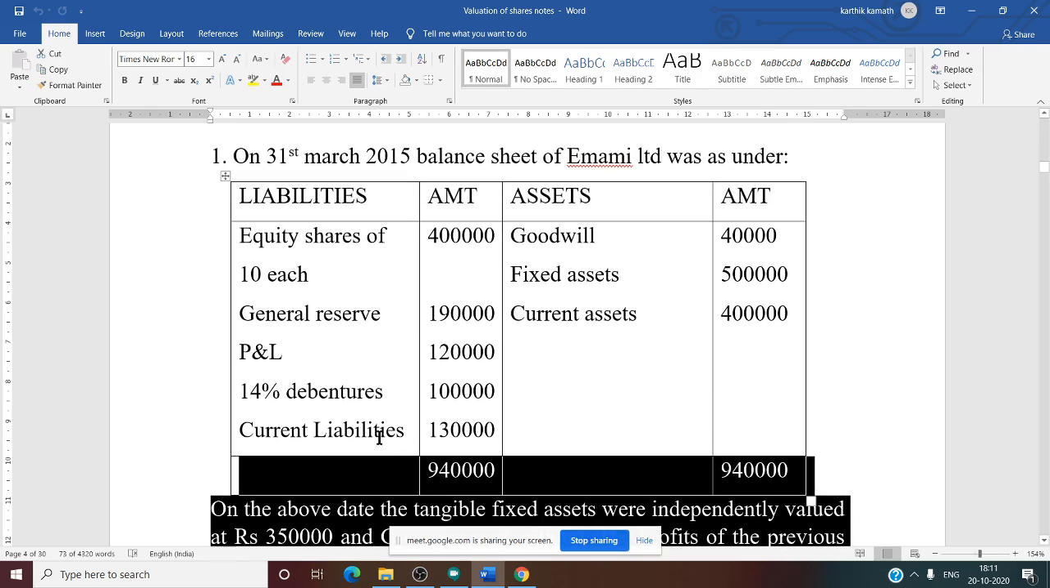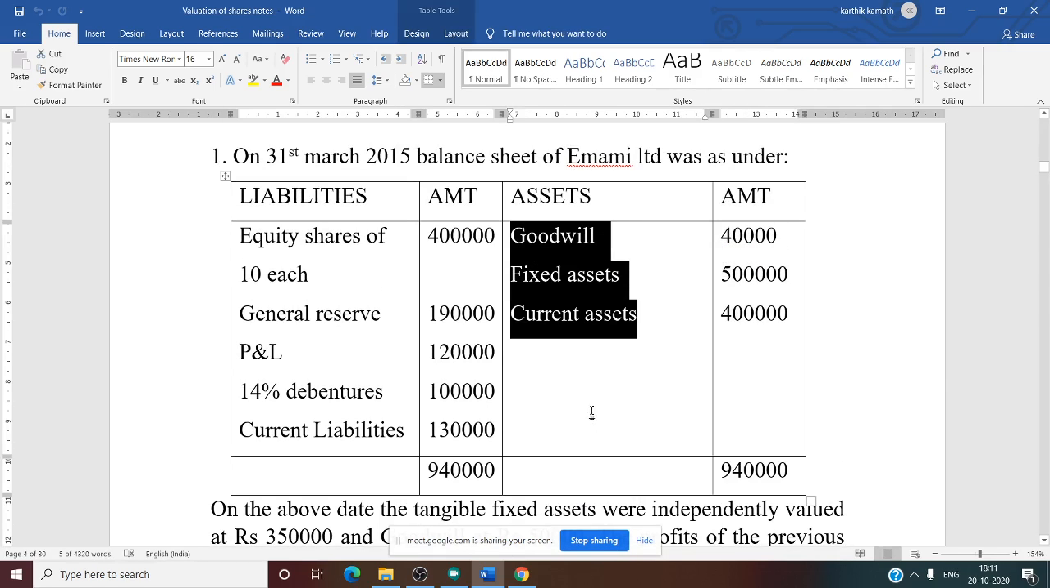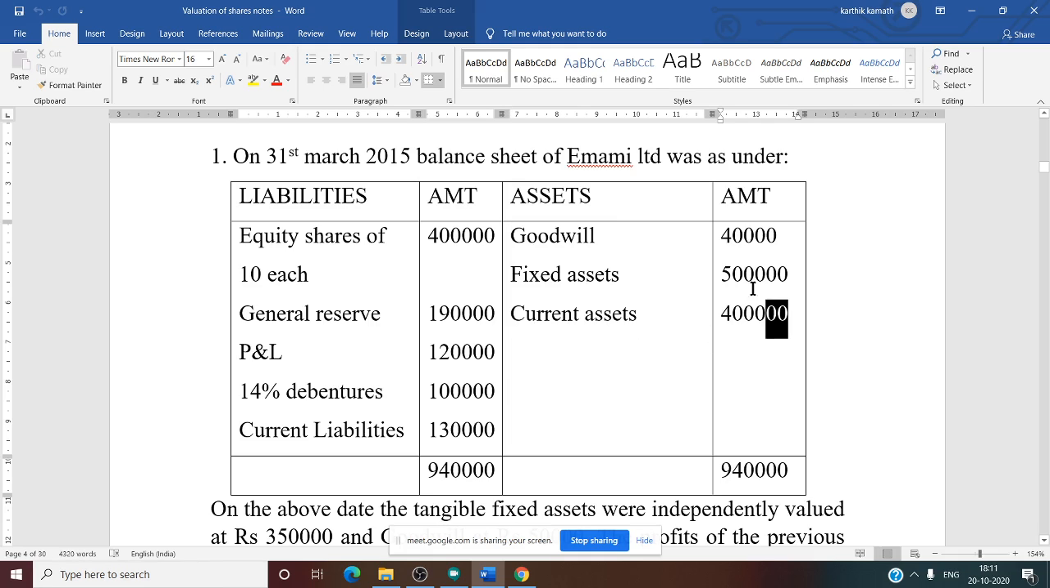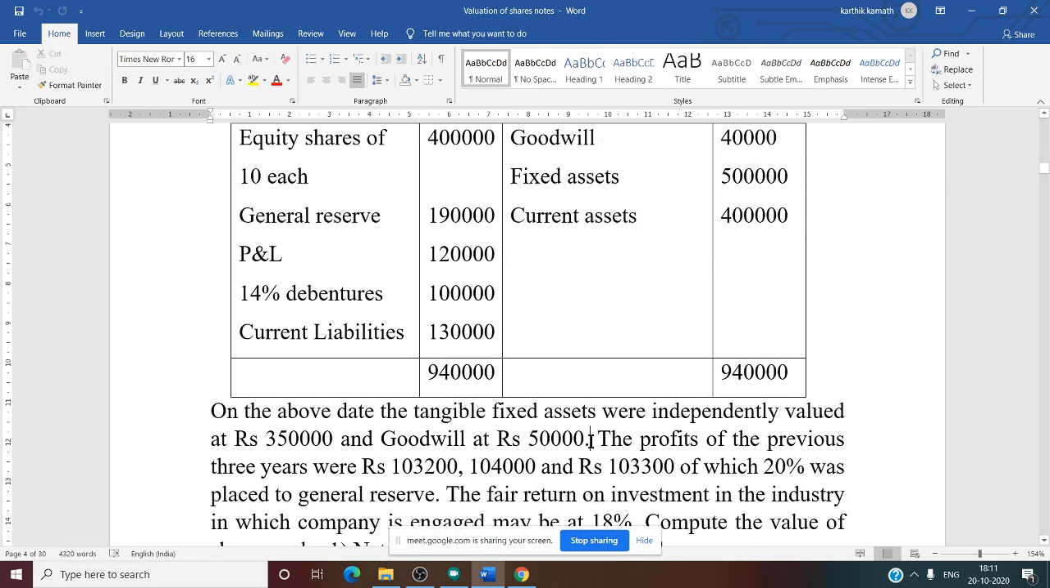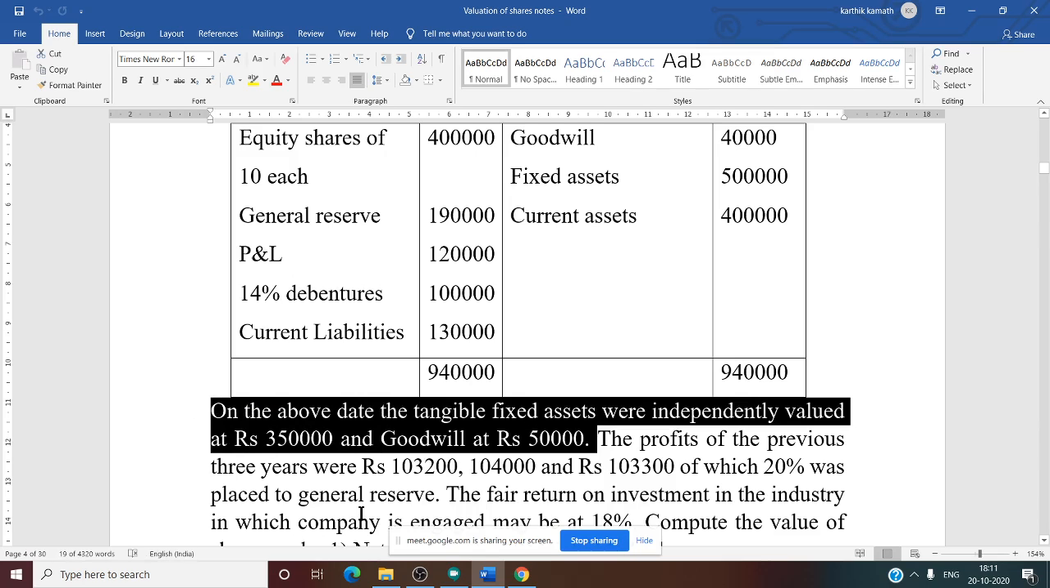So first thing you need to see is the balance sheet. In the balance sheet, the various categories of asset, tangible as well as intangible asset, are given, isn't it? So goodwill is an intangible asset, other things are tangible asset. But you know under net asset method we are going to include all at their market value. Whatever is given in the balance sheet is our book value, and whatever is given in the adjustment, the revalued information, is our market value or agreed value. So this value we are going to write while preparing the net asset method.